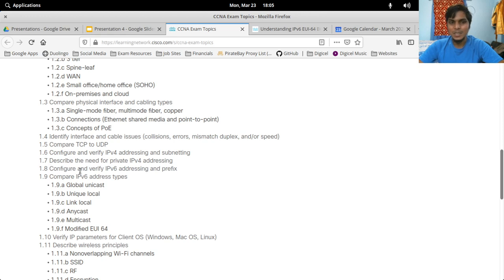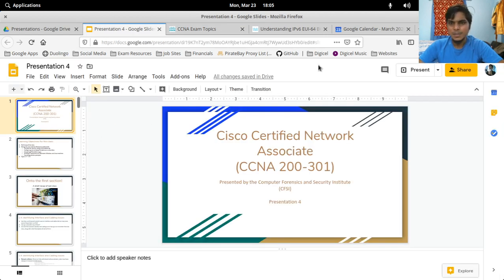So when you read configure and verify IPv6 addressing and prefixes, you know how to configure and verify IPv6 addresses and prefixes. It's not just that you read it and you kind of know the commands, it's that you actually went into a switch or a router and you have done it before. I can't remember which lab exactly this is, but you will do this in a lab. For this class, we will just go over some of the basic topics, just so you get your feet wet with it. So we'll go through these, and let's start the presentation now.